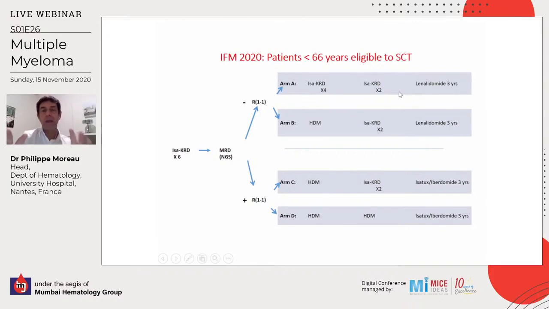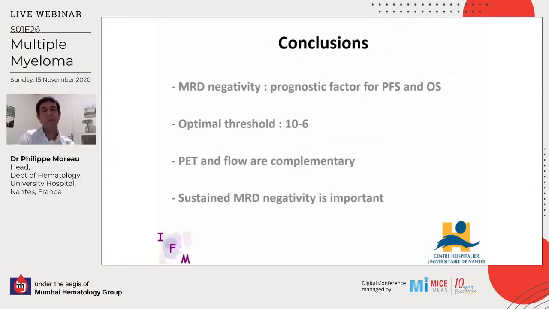So we would like, in fact, to demonstrate whether we need or don't need stem cell transplantation anymore in patients reaching MRD negativity after induction. In my opinion, that's a very important study to demonstrate that in the context of MRD negativity, we can maybe get rid of high-dose melphalan and stem cell transplantation.